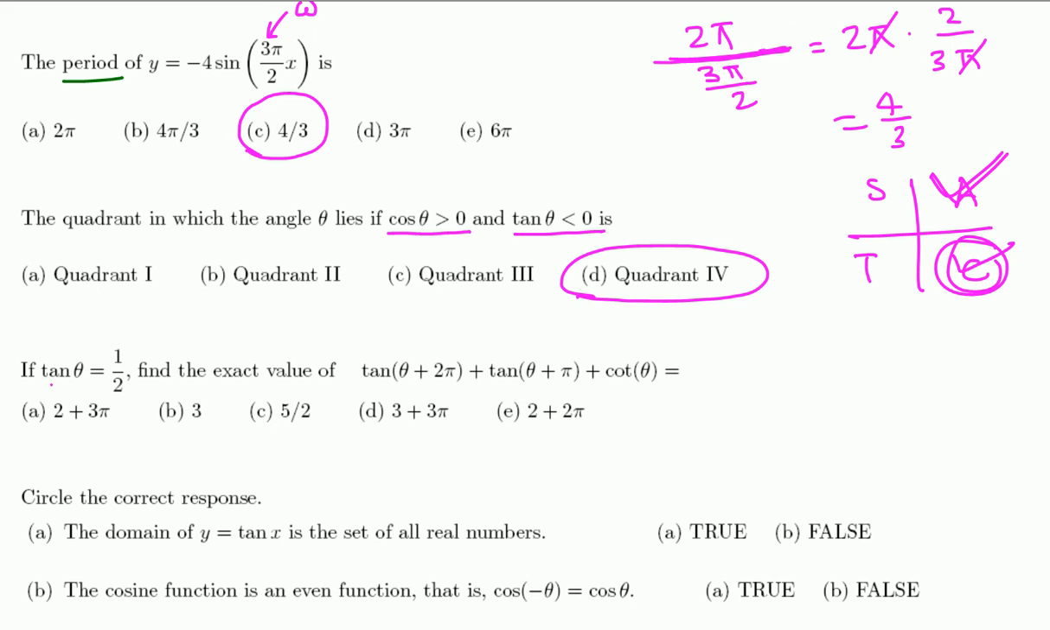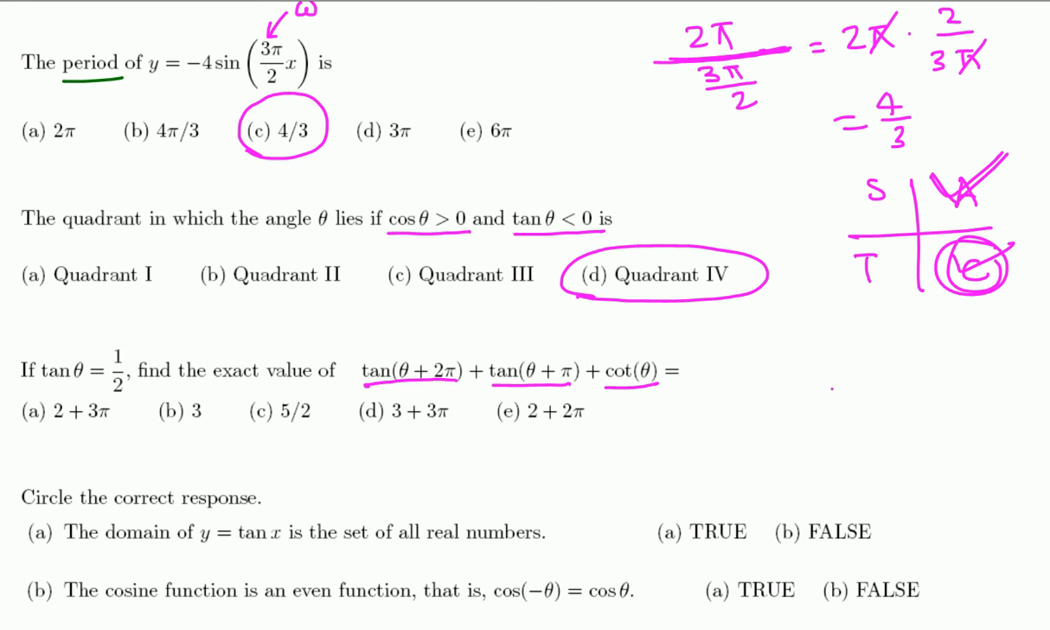In the next question, we are given tangent theta is 1/2. Now we need to find the exact value of this expression: tangent of theta plus 2 pi, plus tangent of theta plus pi, plus cotangent theta. Okay, we know that tangent has a period of pi, so tangent of pi plus theta is the same as tangent theta.